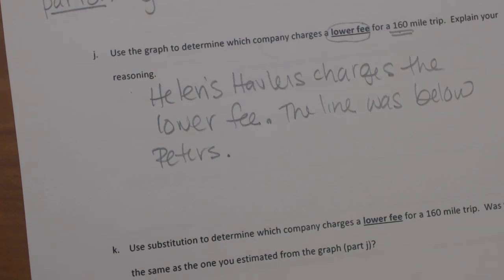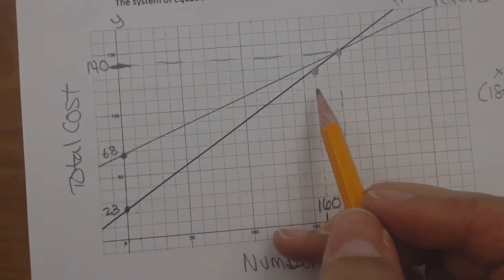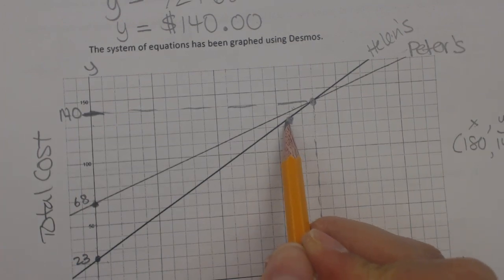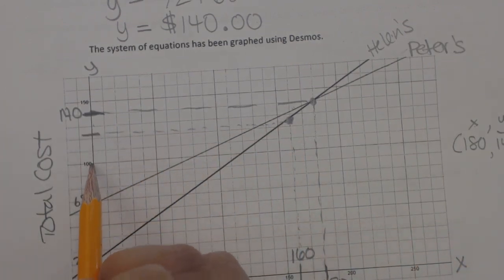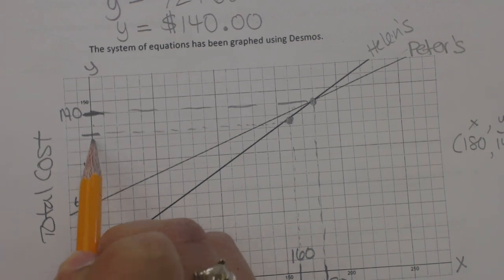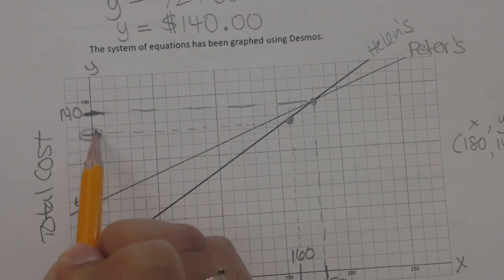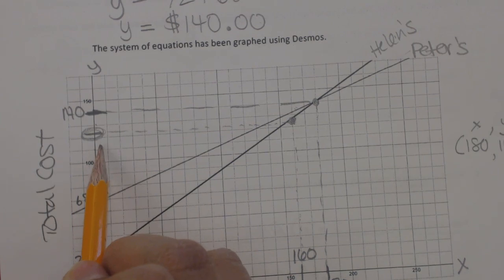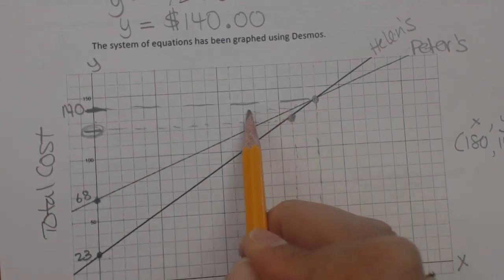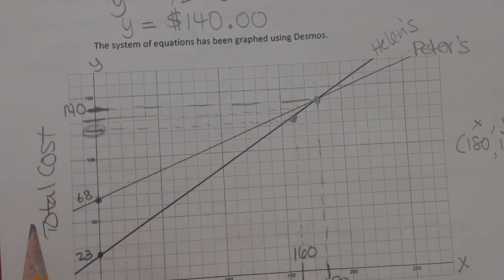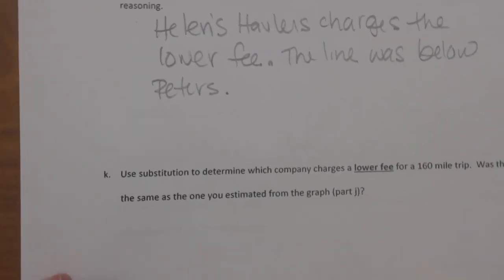So the line was below Peter's. You know what? I'm wondering how much that is. So let's go back. I'm going to go back to Helen's line. This is Helen's line. Let's see how much Helen would charge. 110, 120, maybe 121 right here. No, not even 100. Yeah, maybe 121. And if we notice, if we followed Peter's over, it would be even higher here. So probably going to be somewhere around the 120.